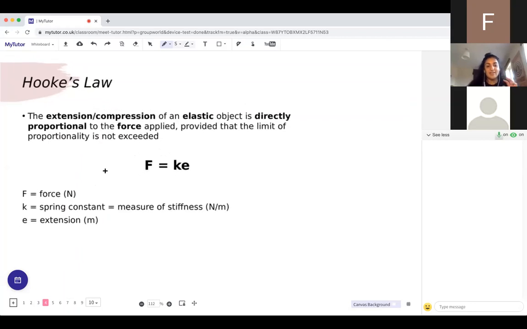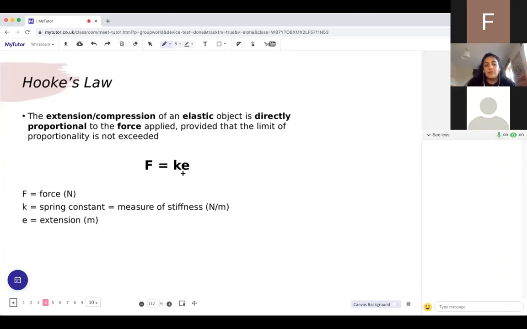Okay, so we have this law, this equation, which describes what happens when we put a force on an object to extend it. The extension or compression of an elastic object is directly proportional to the force applied. That is Hooke's law. We're not just talking about extension, although our equation does have extension in it. It's the same law for compression. So it's the same law if you're stretching an elastic band or compressing an elastic band, same Hooke's law.